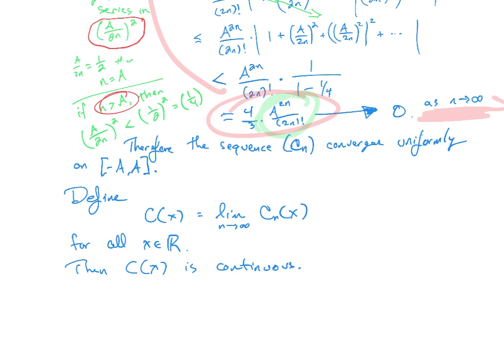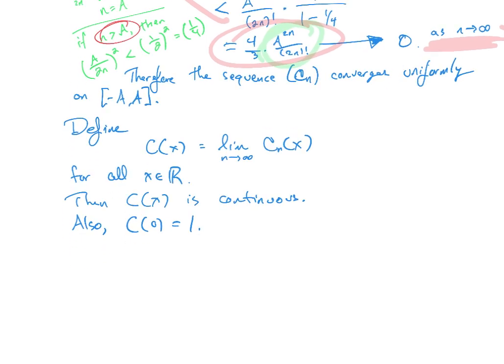And of course, we also know what's C of 0. It's got to be 1, because all of the Cn's were 1 at the origin as well. So their limit is just going to be a limit of the constant 1 sequence. Okay, now what about sine?